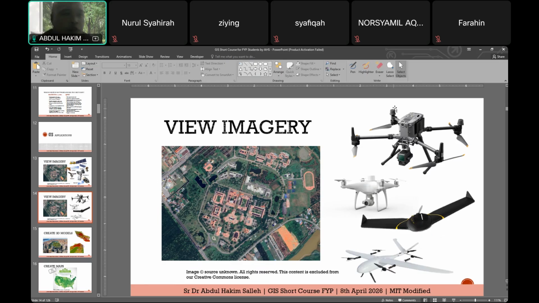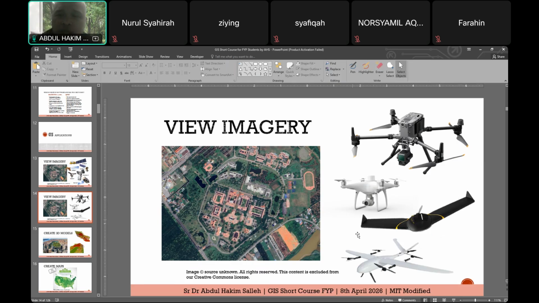Yeah, it costs you 250,000. You can buy a house with this drone price. The Phantom can already not be used for mapping, but the system is getting cheaper. You can now use the DJI Mavic. It costs you around 18,000 ringgit, and then you can use the entire system.